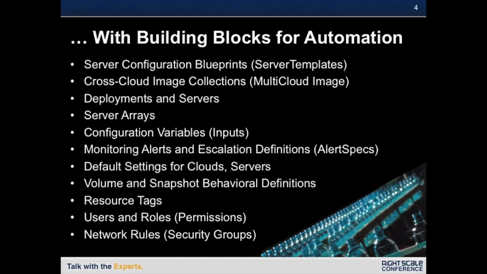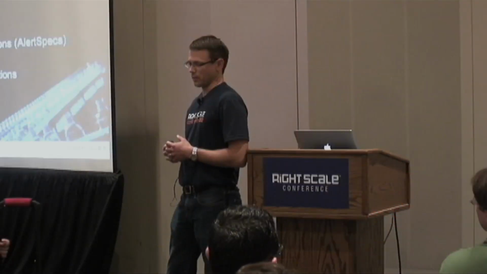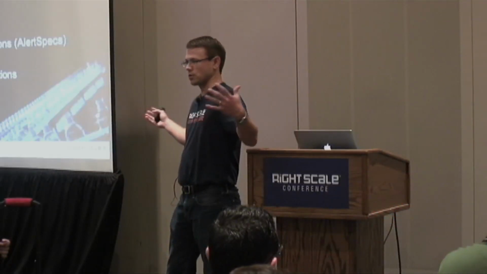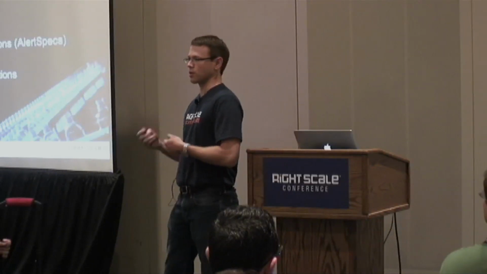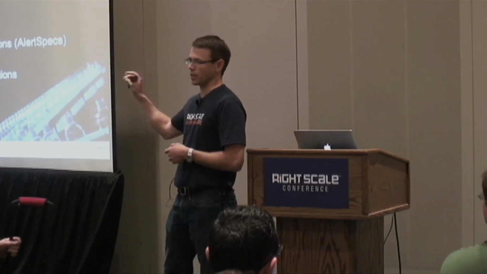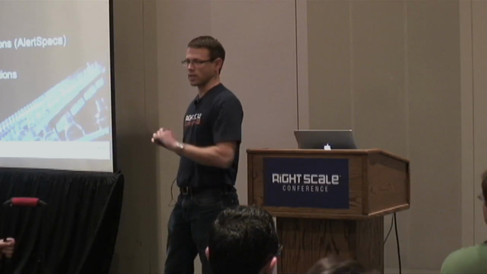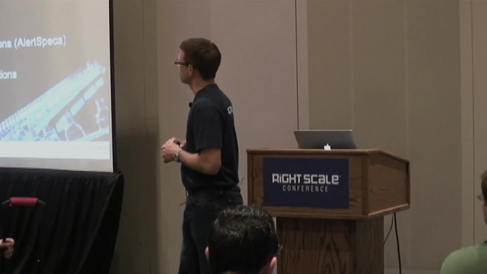Cross-cloud image collections. So you have an image in a particular region or an image on a particular cloud. Well, we have a construct that says all these images on all these regions or clouds are related. And so depending on where I start up that instance, I pick the right image, and I use that to start the instance.